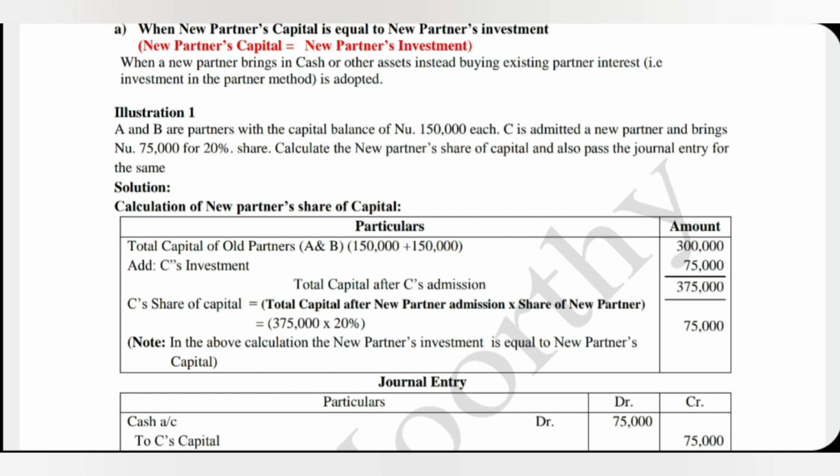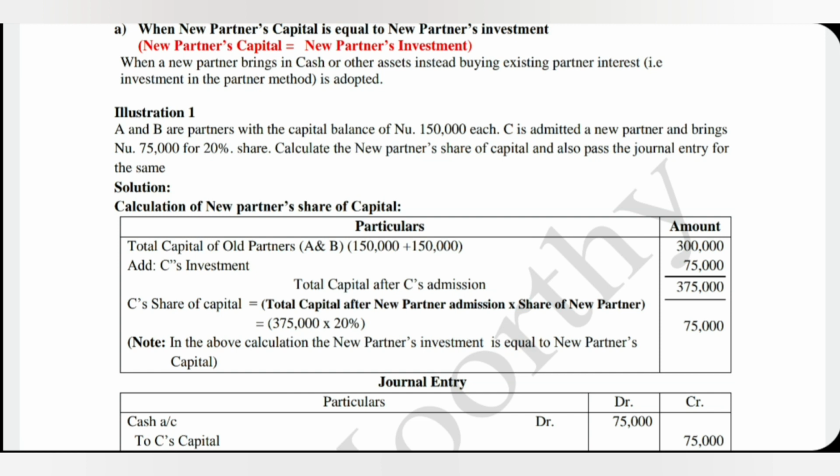Now we have to find out C's share of capital. C's share of capital equals total capital after the new partner's admission times share of the new partner. Here the new partner's capital, the capital after the admission of the new partner, that is 375,000 times 20%, comes to rupees 75,000. In the above calculation, you can see the new partner's investment is equal to the new partner's capital.